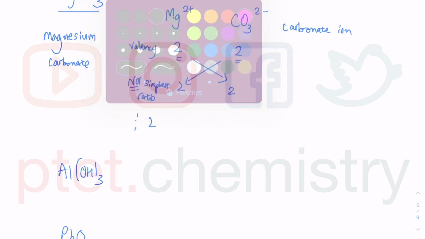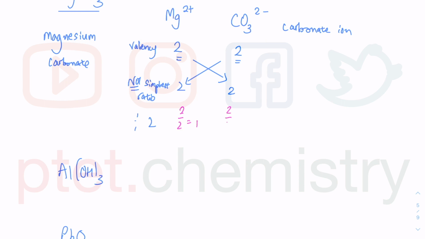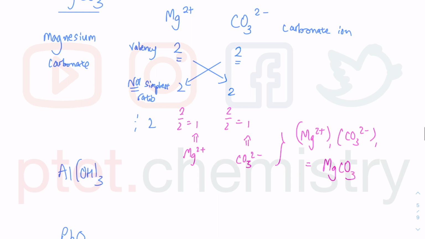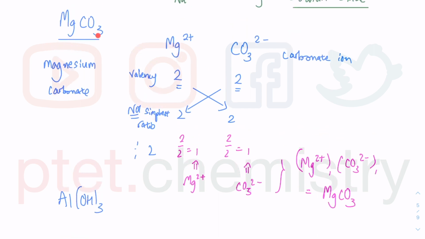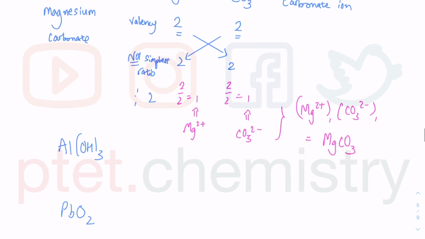What's going to happen then is 2 over 2 gives you 1, 2 over 2 gives you 1. So this means there's 1 Mg2 plus and 1 CO3 2 minus. Naturally, they're going to give you MgCO3, which is the formula of magnesium carbonate. If you know the ions, then you can get the formula based on how they combine. How many of each do you have in the simplest ratio? This is to get the simplest ratio.